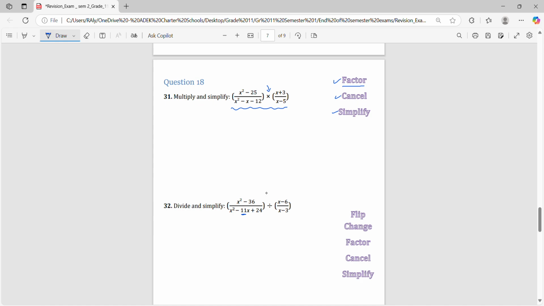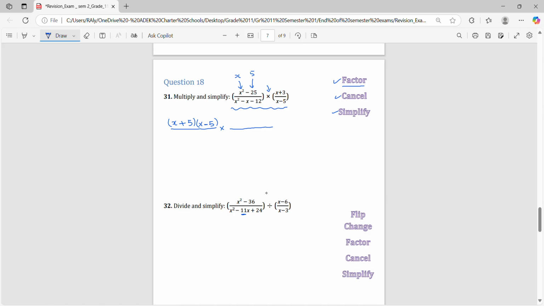As you see, I rewrote the two rational expressions with new factorized expressions. x squared minus 25: most of you know how we can factorize x squared minus 25. x squared is the square of x and 25 is the square of 5. We just write x and x in the first and second brackets, and 5 times 5. This is a difference of two squares, one plus and one minus.